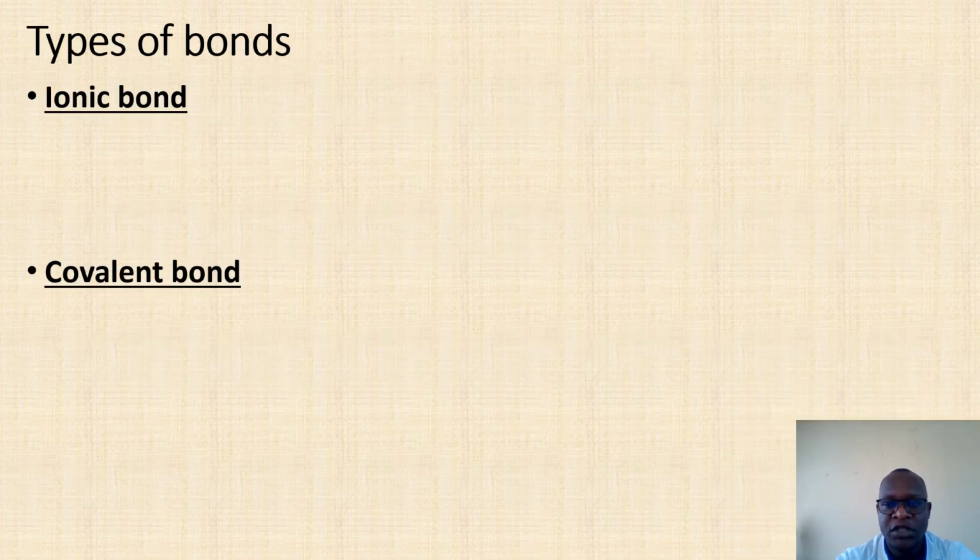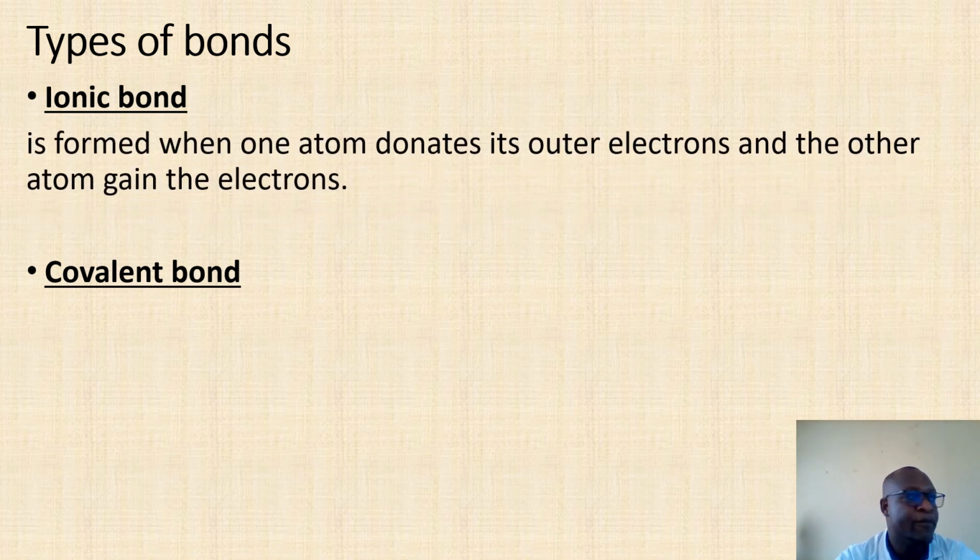Let's move on to the different types of bonds. We have two main types of chemical bonds, ionic bond and covalent bond. Let's look at an ionic bond. This is a bond which is formed when an atom donates its outer electrons to another atom so that both atoms will gain stability.